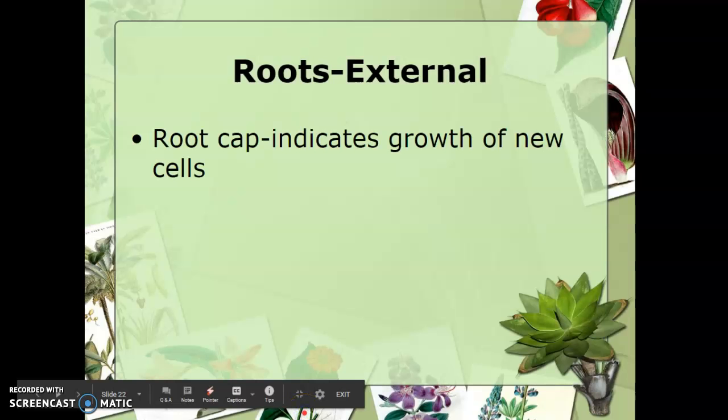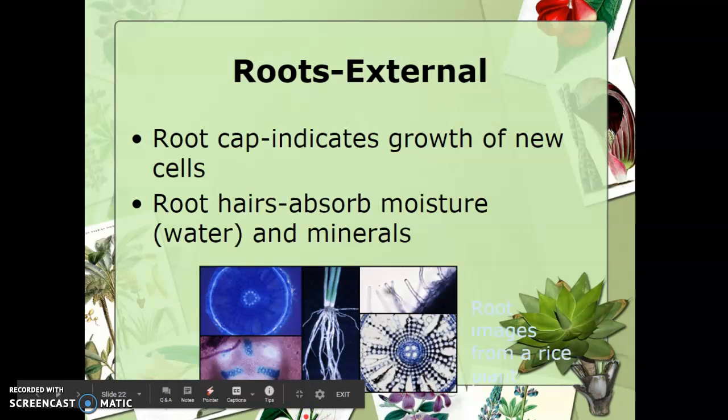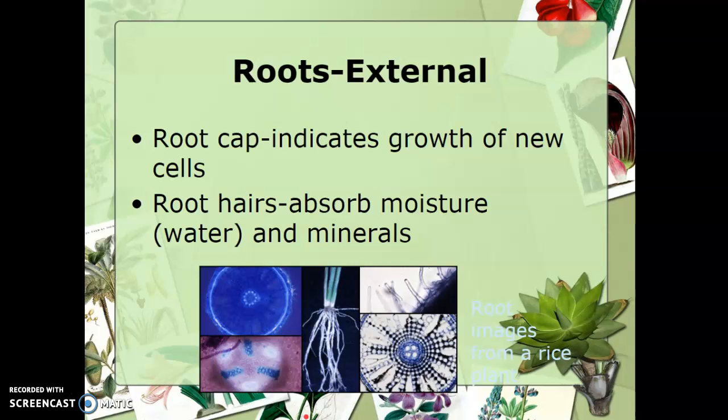So let's look at a couple things. Labeling a root's pretty easy because you really only have two parts. And that's going to be your root caps. Root caps are where the new growth cells happen. So if a terminal bud is the tip of a stem, the root cap would be the very tip of a root going down. Okay, so that's where all your new growth is happening, and that'll be important later.